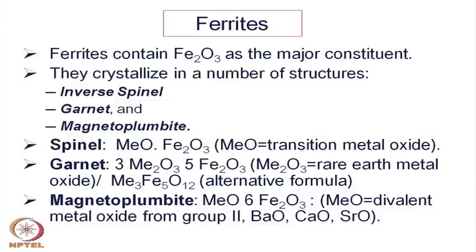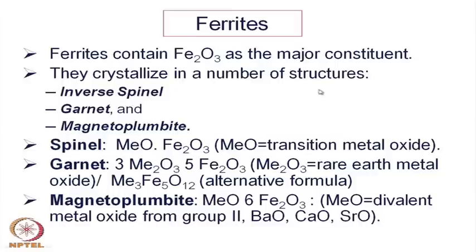There are three different types of ferrites, basically ceramic magnetic materials, and the characteristic is that all of them contain Fe2O3, and that's why the name ferrites has been given. Fe2O3 is one of the major components or constituents of all the compounds of ceramic magnets. Most of them, 90% of them, contain Fe2O3. There will be some others, but most of them have Fe2O3.